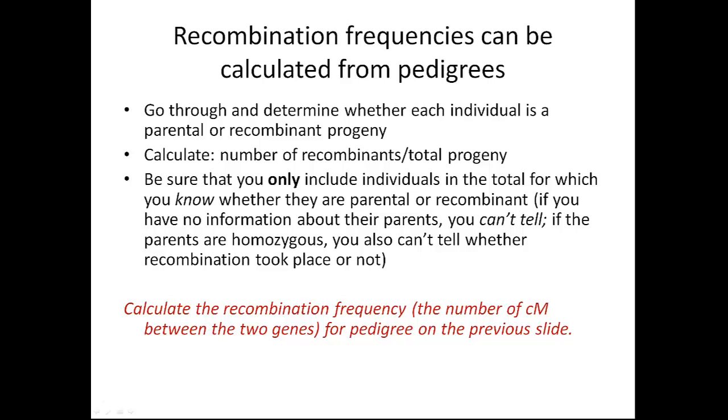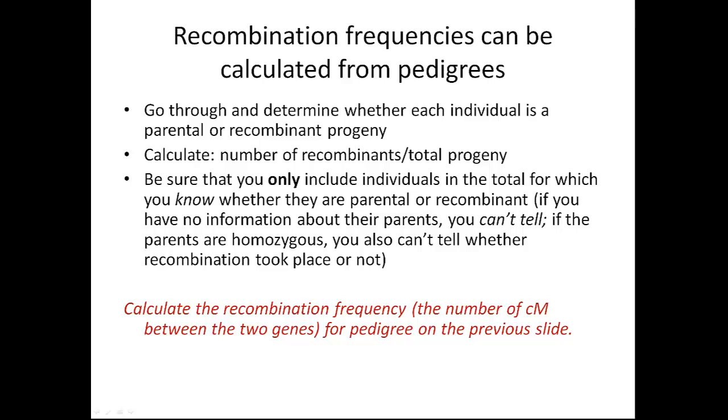Now, I'd just like to point out that sometimes you can get recombination. And so sometimes the ABO blood type gene and the nail patella gene will not be inherited together because a recombination happened between those two genes. So we can actually figure out individuals that are recombinant based on the alleles that they have.